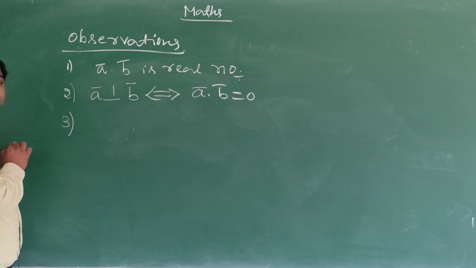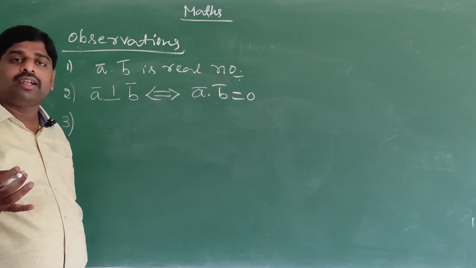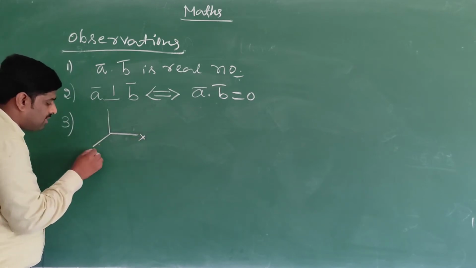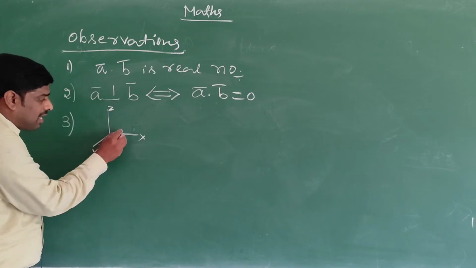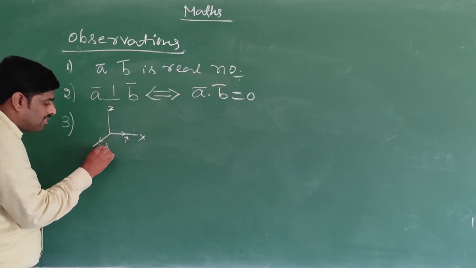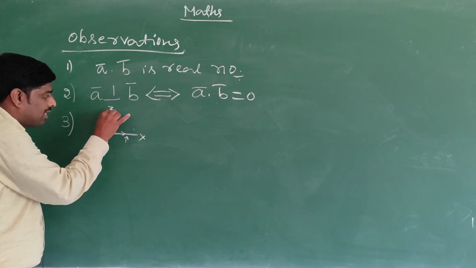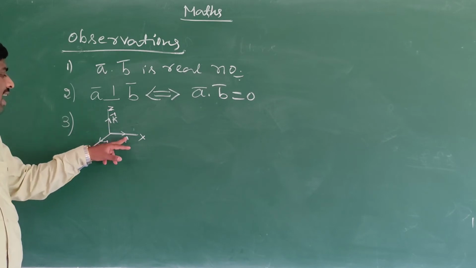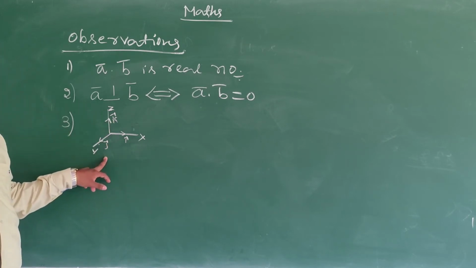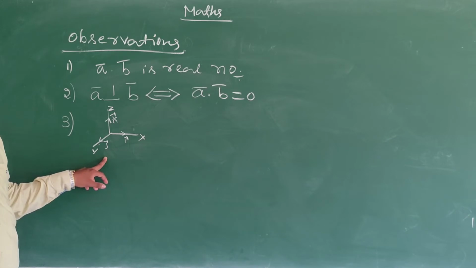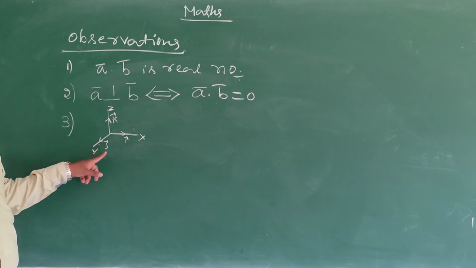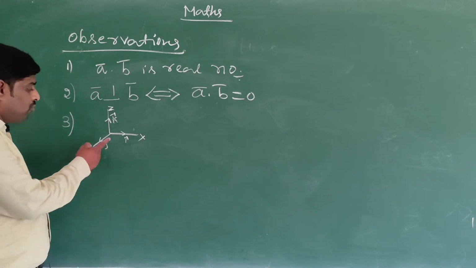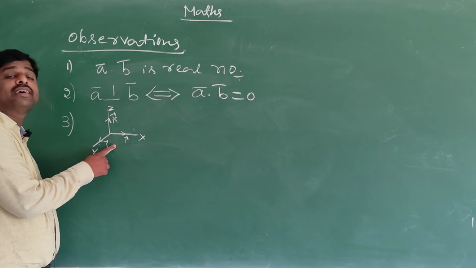Here we have i, j, k. This is the x-axis, y-axis, z-axis. In the x-axis, the i component; in the y-axis, the j component; in the z-axis, the k component. These i, j, k are unit vectors that are mutually perpendicular to each other. When mutually perpendicular, the angle is 90 degrees.